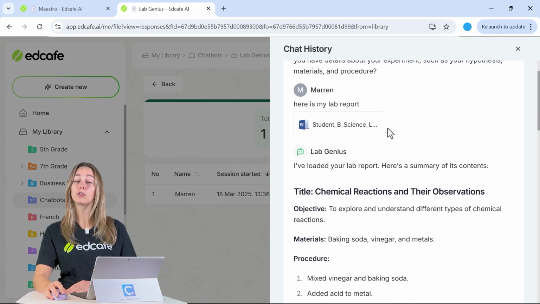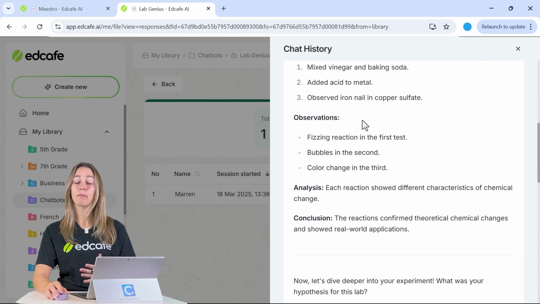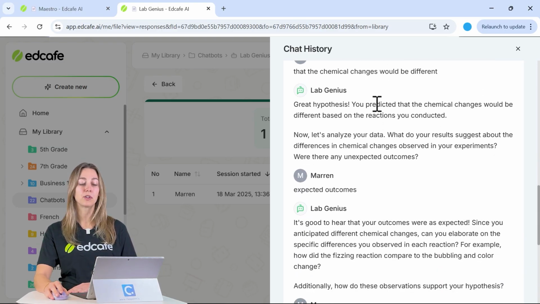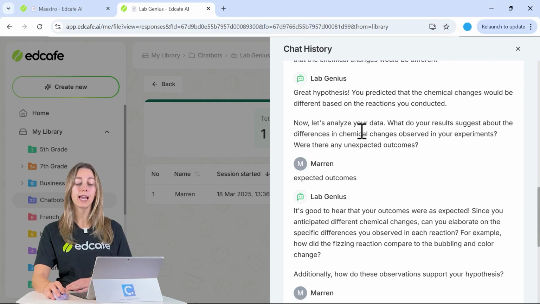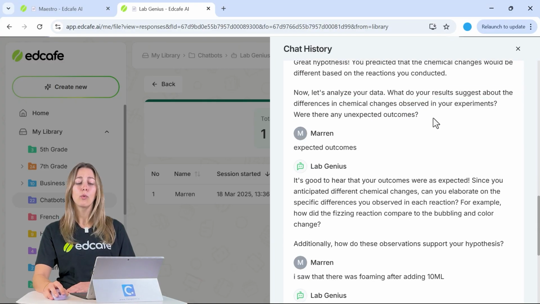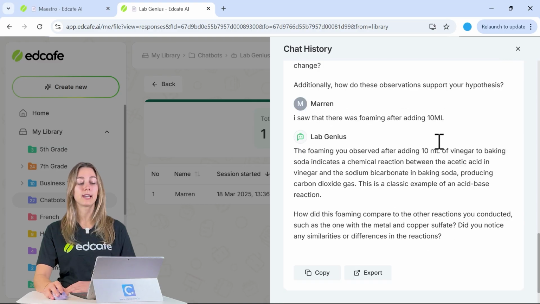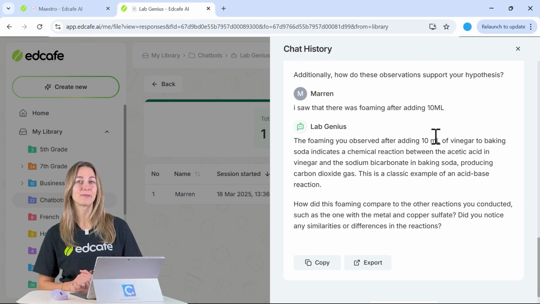So we have the student has uploaded their lab report and the chatbot has provided a quick summary and wants to dive deeper. So ask the student what their hypothesis was, and then analyzes their data with some other questions. That way students can go ahead and dive a little bit deeper and understand their data without just having the chatbot fully edit and review their lab report.